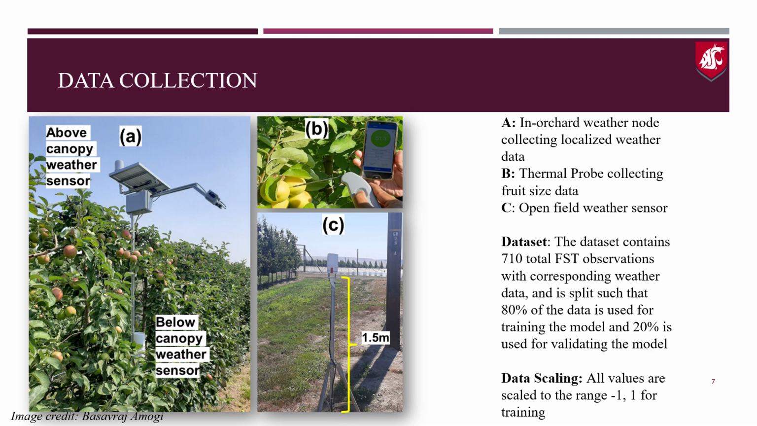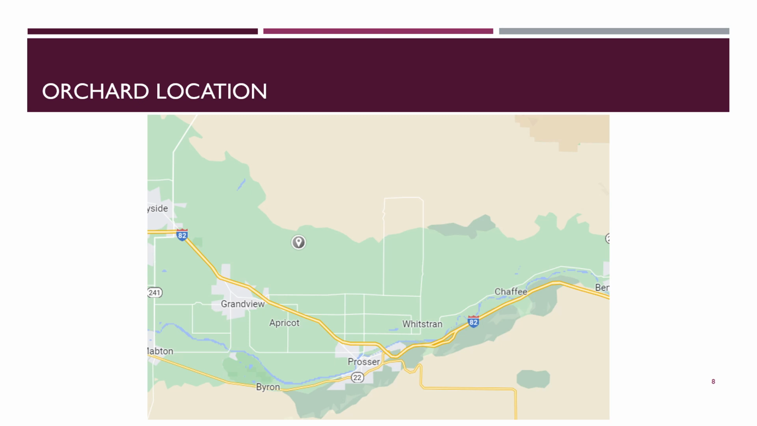Here we see the in-orchard weather node in A, the thermal probe in B, and the open field weather station in C, which we trained a model on to determine the accuracy of open field weather data compared to in-field weather data. Additionally, the data used in the study was collected near Prosser, Washington in a private orchard.